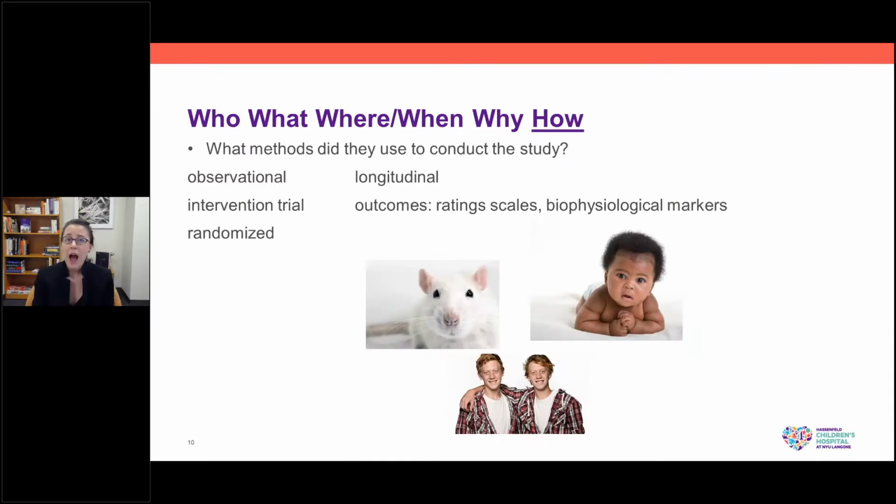Now, the last one is how. This one I get really interested in because this is a big part of my job, but how in particular are we going to do this research study to answer the question that the researcher has? We call this the methods.